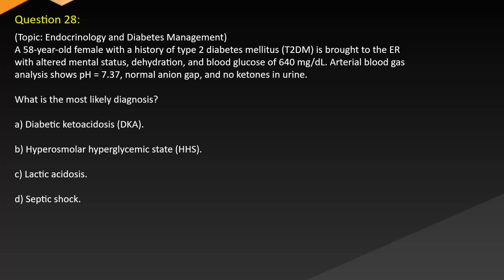A 58-year-old female with a history of type 2 diabetes mellitus, T2DM, is brought to the ER with altered mental status, dehydration, and blood glucose of 604 mg/dL. Arterial blood gas analysis shows pH 7.37, normal anion gap, and no ketones in urine. What is the most likely diagnosis? A. Diabetic ketoacidosis, DKA. B. Hyperosmolar hyperglycemic state, HHS. C. Lactic acidosis. D. Septic shock.